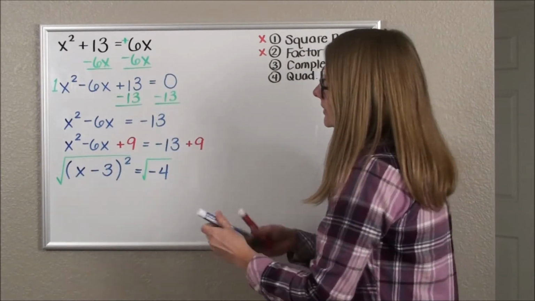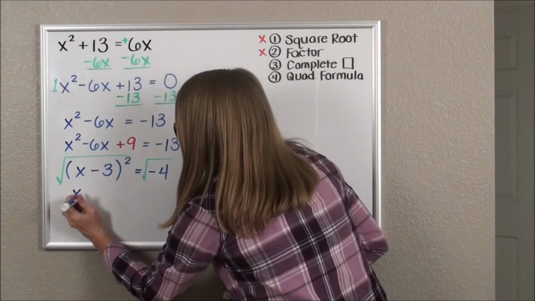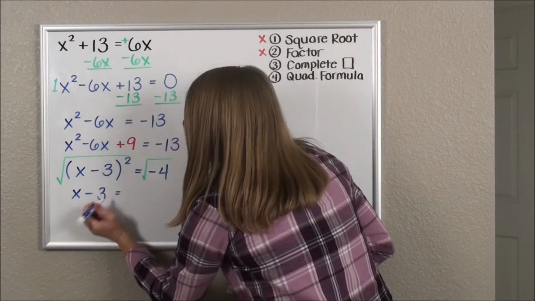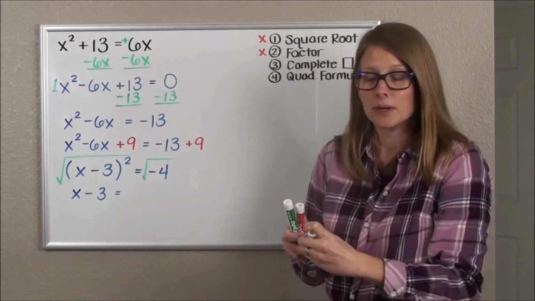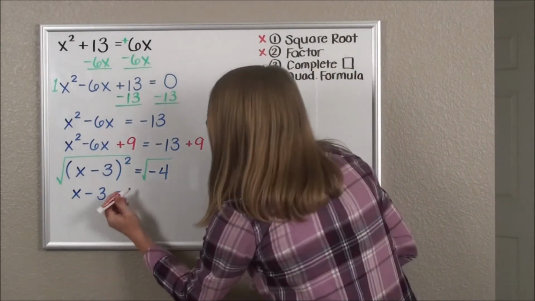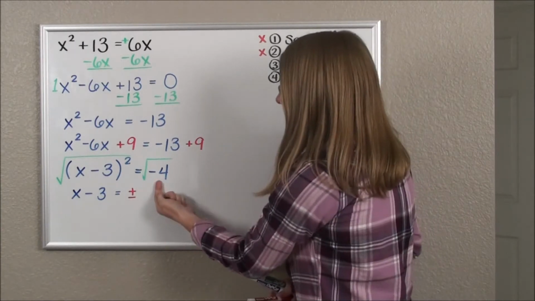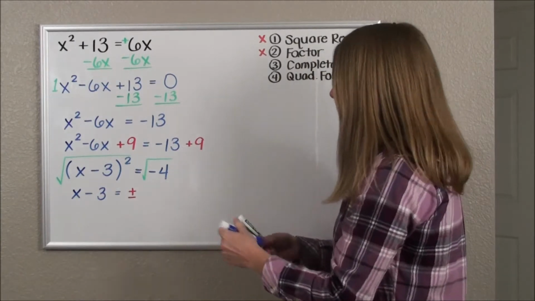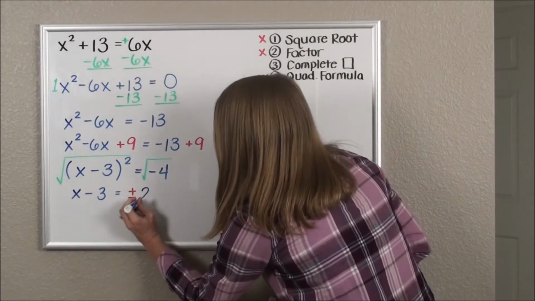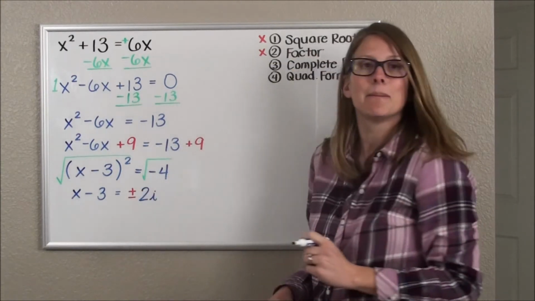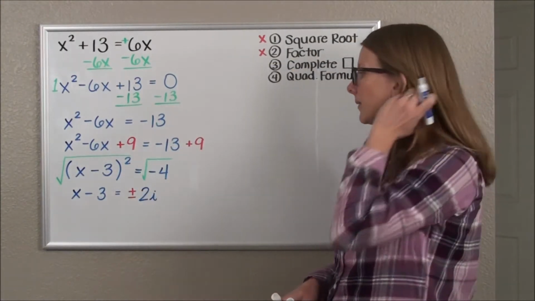The square is now gone from the left. I have x minus 3. Remember that as soon as the square disappears from that left side, we do need to add the plus or minus symbol on the right. And then the square root of -4 is going to give me 2i. Remember that a negative under a square root is imaginary, so we'll need to see that i.